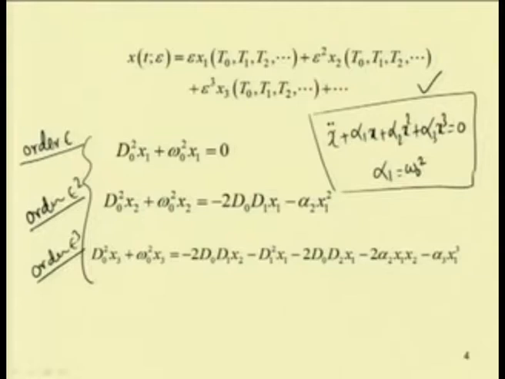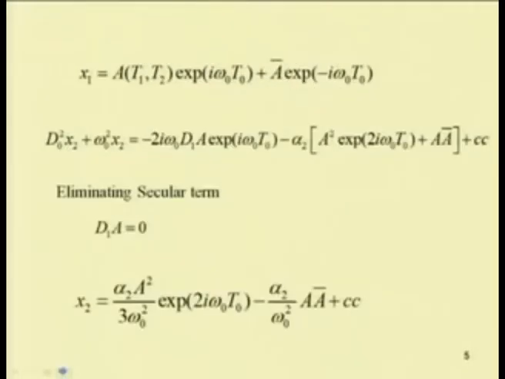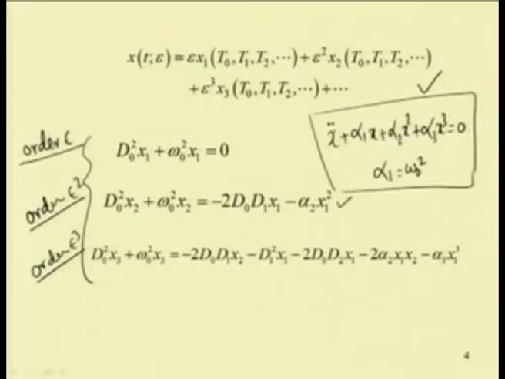From these equations one can find D 0 square x 1 plus omega 0 square x 1 equal to 0. So one can know the solution of x 1, and this x 1 can be written as A of T 1, T 2 e to the power i omega 0 t 0 plus A bar e to the power minus i omega 0 t 0, that means this part plus its complex conjugate. Writing x 1 equal to A e to the power i omega 0 t 0 plus its complex conjugate and substituting it in the second equation, one can write this equation in this form.